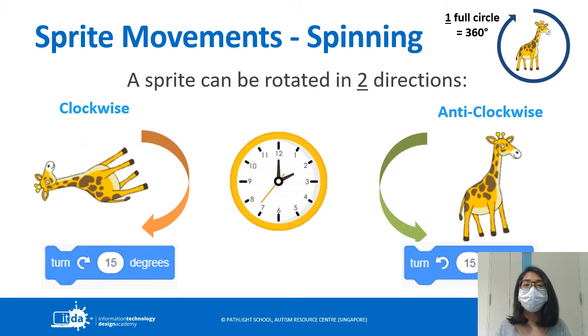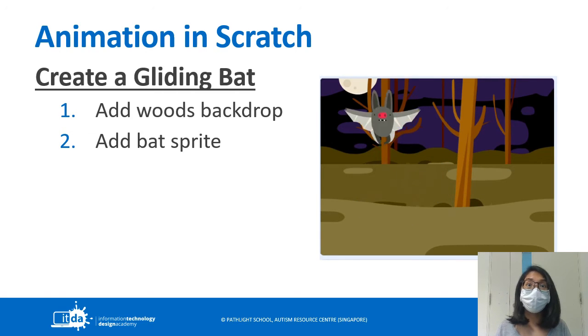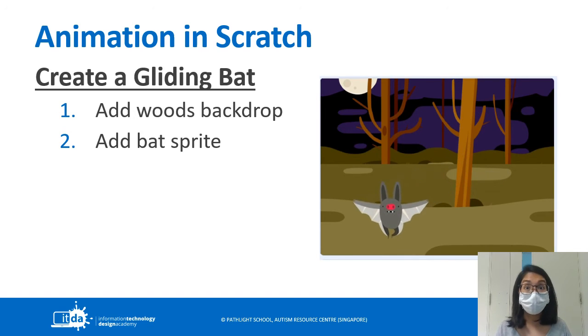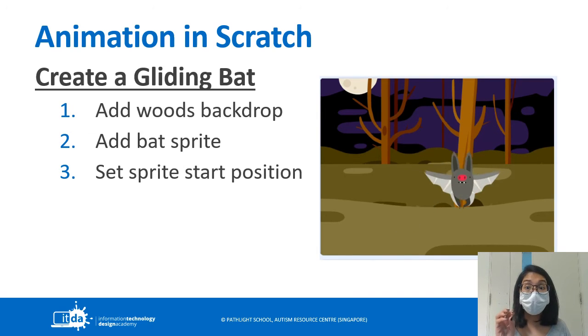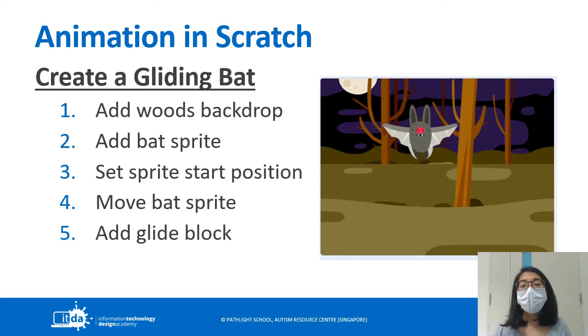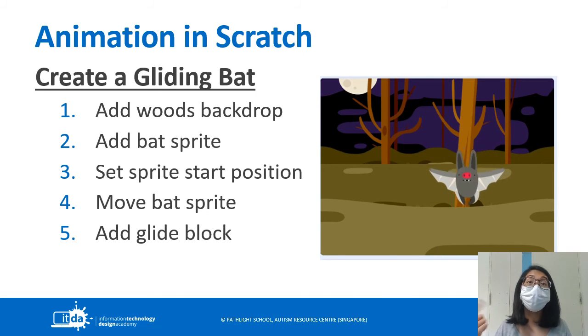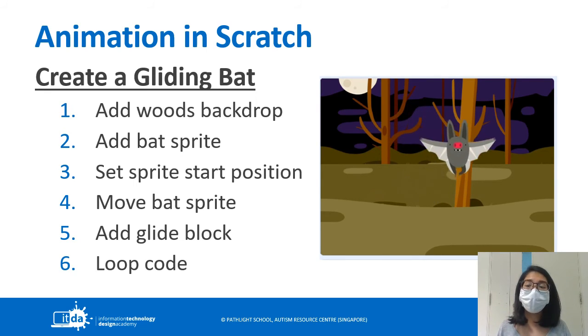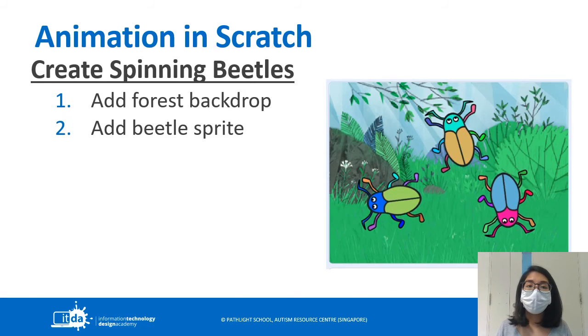Two projects. Number one, we're going to create a gliding bat on Scratch. So for this gliding bat, we're going to add a woods backdrop. We're going to add a bat sprite, and we're going to set a starting position for the bat before we move it and add the glide block. Okay, and then we're going to repeat, move the bat, add a glide block. Move the bat, add a glide block. Okay, and of course, if you want this action to keep repeating, just put a loop or forever to repeat the code. Okay, so if you want a better explanation of this project, watch my demonstration video for gliding bat later.